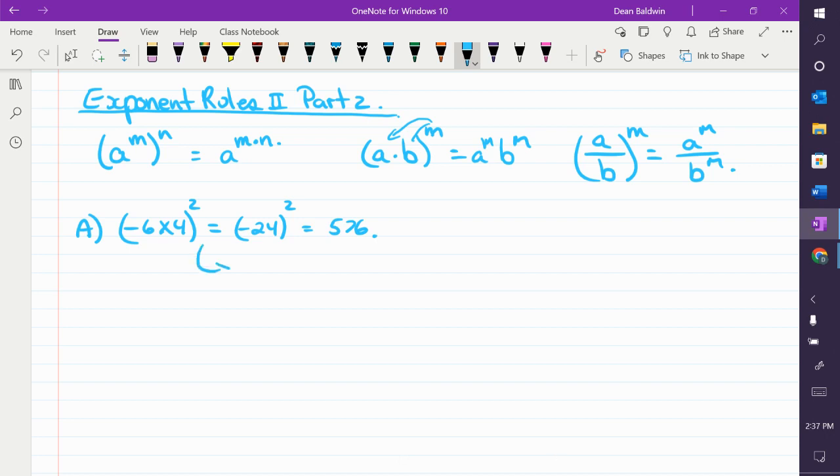All right. The other way to do it is that the 2 would go to both numbers inside. This seems like, why would you do it this way? There are advantages to doing it this way. -6 squared is 36. 4 squared is 16. 36 times 16 is 576.